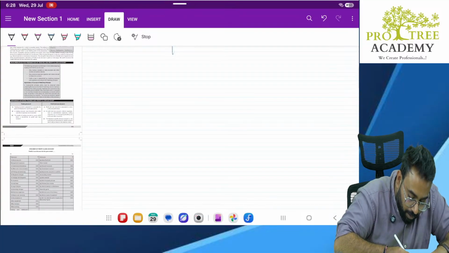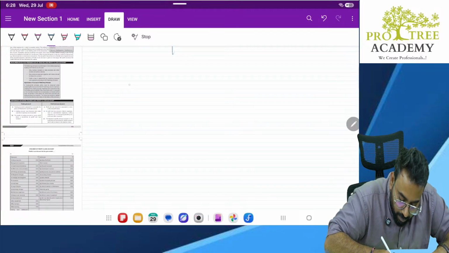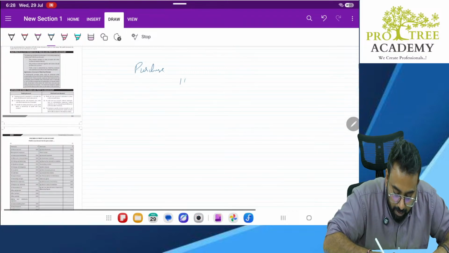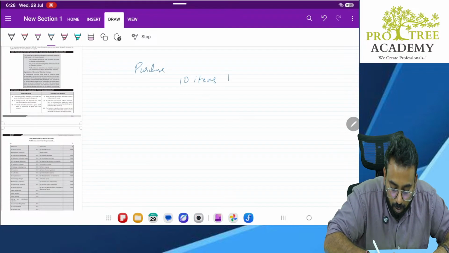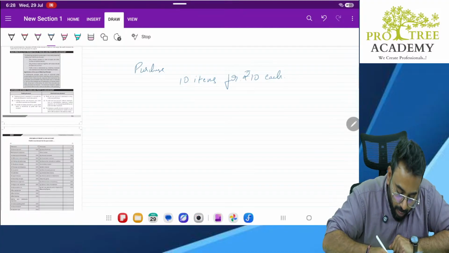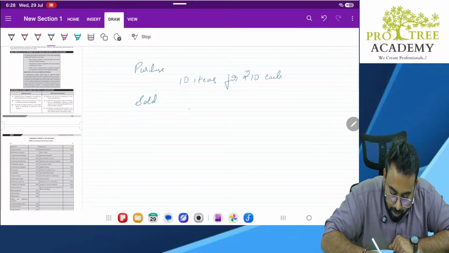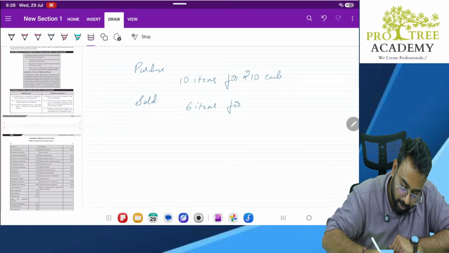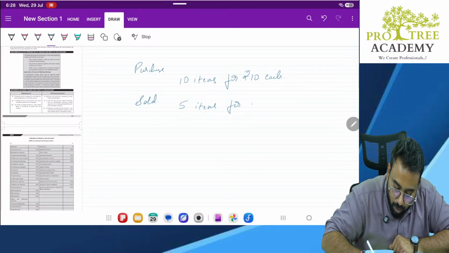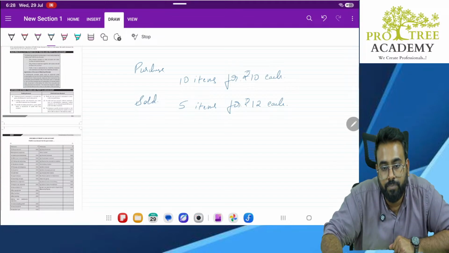Now let's take an example. Sir, I purchased 10 items for 10 rupees each. I sold, let's take 5 items. I sold 5 items for 12 rupees each. How much? 12 rupees each.